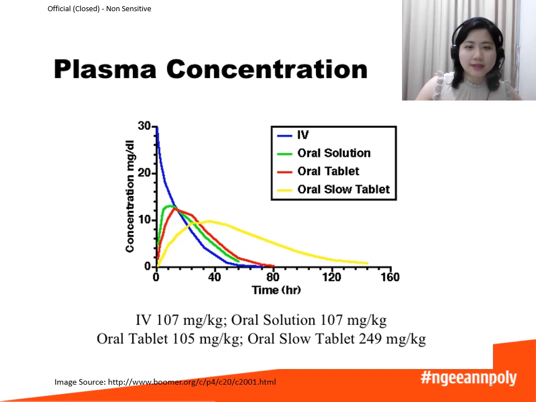Then, comparing the oral solution, oral tablet, and the oral slow-release tablets, you can see that the oral solution, the green one, is the fastest to be absorbed, followed by the oral tablet, which is the red line, and then the oral slow-release tablet, which is this yellow line.